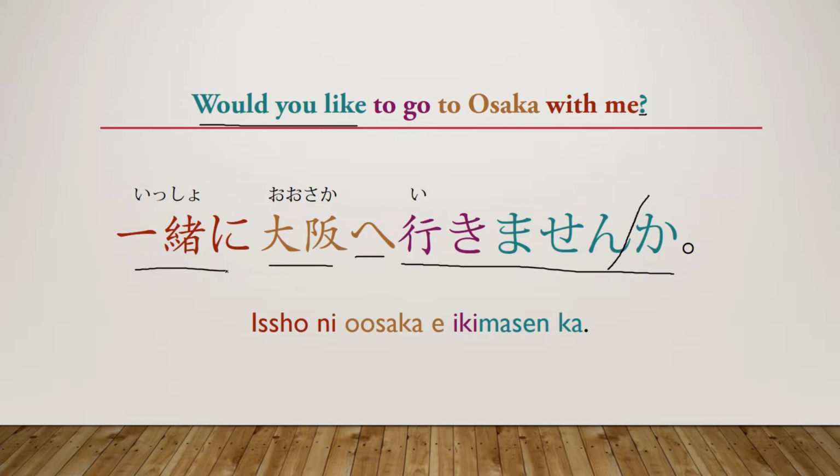If you just said Osaka e ikimasen ka, that's just saying, would you like to go to Osaka? Generally, it'd be implied that they would go with you, but that might not necessarily always be the case. The isho ni really solidifies that. You can also put before this something like watashi to, boku to. That even further solidifies the with me part. However, in this instance, I just dropped it because it's kind of implied.